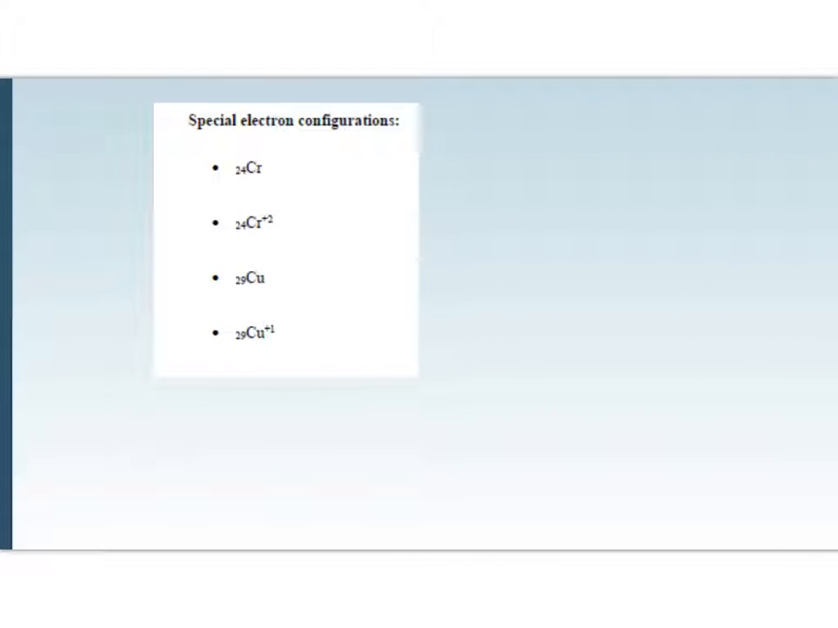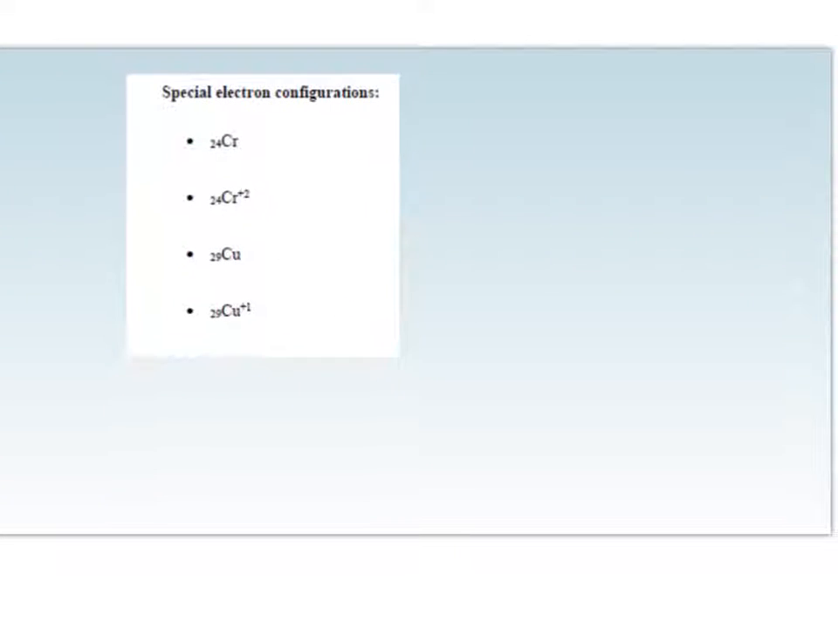Okay, and we have some special electron configurations. When you don't know the rule and write the electron configuration of chromium atom, it is going to look like 1s2, 2s2, 2p6, 3s2, 3p6, 4s2, 3d4.